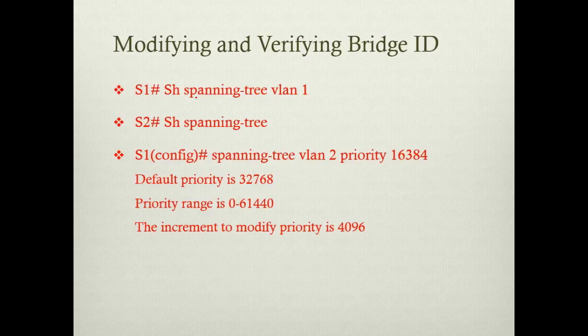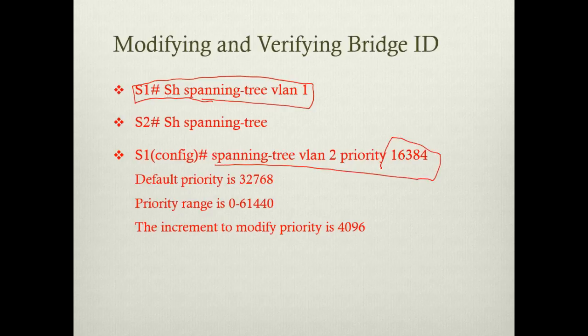To modify these things, we can show the spanning tree VLAN 1, which is going to show us the information, and I've got some in the hands-on lab; the activities do that. We can show the spanning tree. We can change the spanning tree priority to 16,384.